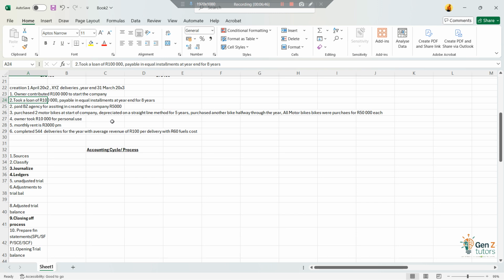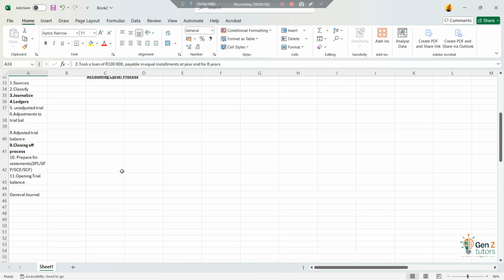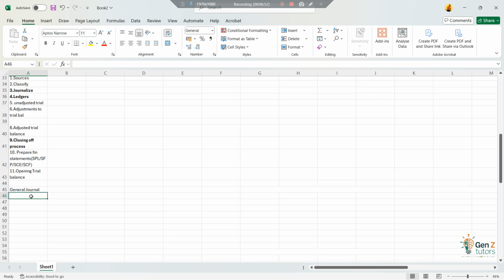Then we completed 544 deliveries for the year with an average revenue of 100 rand per delivery with 60 rand average fuel cost, right? So now let's start with the first transaction, which we actually already did here. It's just that we were using the accounting equation, but this time around we'll be using the journals, and we won't use the CRJ or CPJ or sales journal. We'll just go into the general journal. So let's just say general journal.